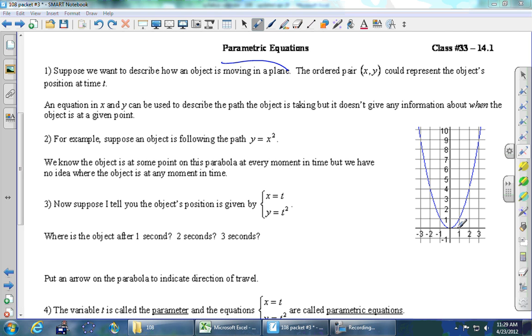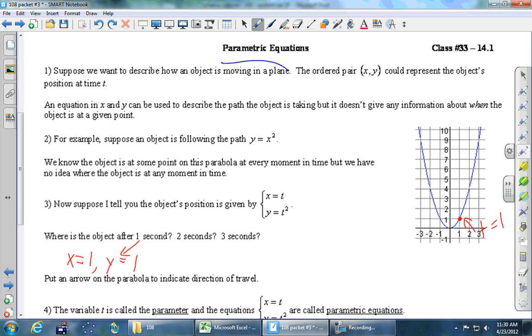So for example, I could ask you, where is this car after 1 second? So we're going to plug in t equals 1 into both. How much is x? x is t, which is 1. How much is y when x is 1? It's also 1. It's 1 squared. So where is this car at the moment when the stopwatch says 1 second? It's at the point (1, 1), right there. Isn't that the same as if we just label the x-axis? Yes, this one is.